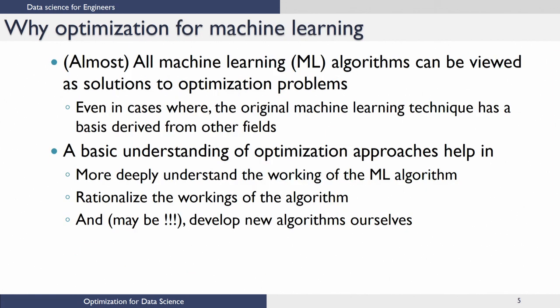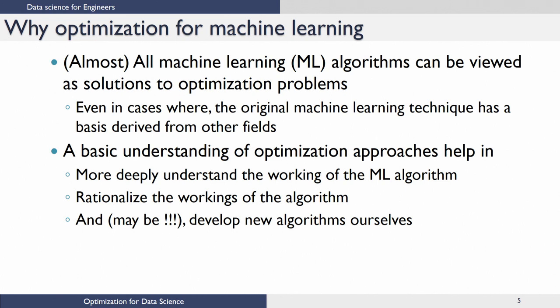So, in summary, we can say that almost all machine learning algorithms can be viewed as solutions to optimization problems. It is interesting that even in cases where the original machine learning technique has a basis derived from other fields, for example from biology and so on, one could still interpret all of these machine learning algorithms as some solution to an optimization problem.